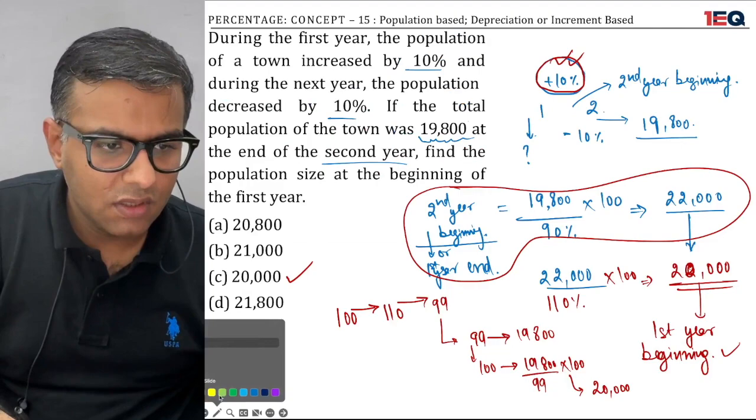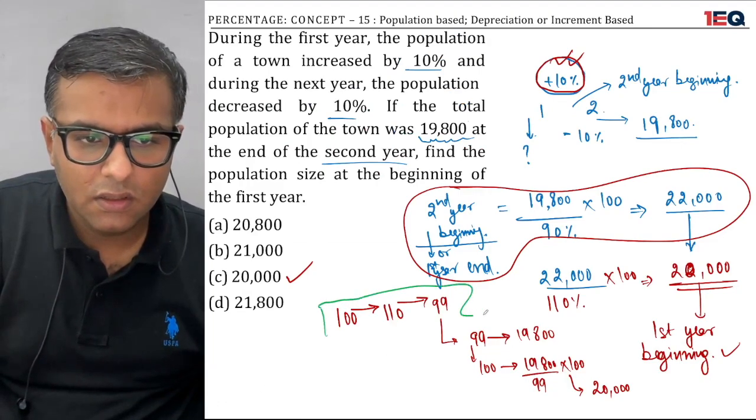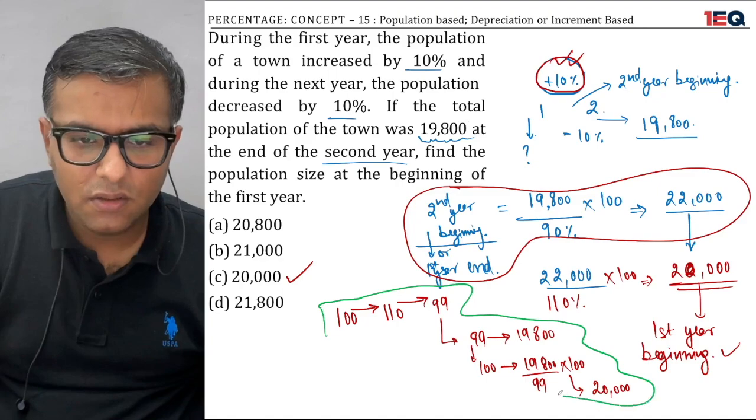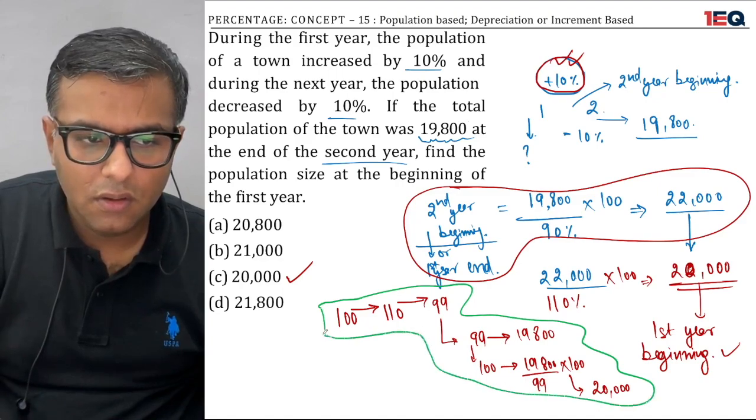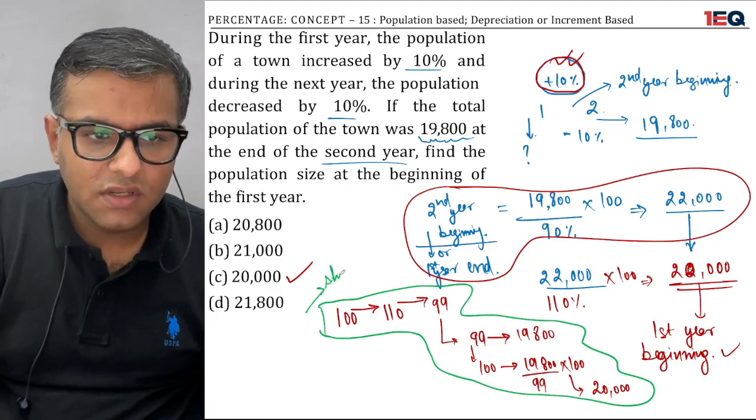This entire story could have been solved in a single line as well. This is the shortest thing here. See how beautiful this is. This is the shortest method.